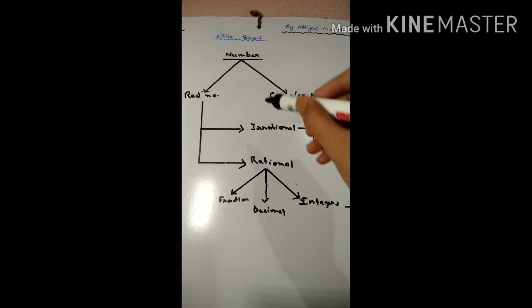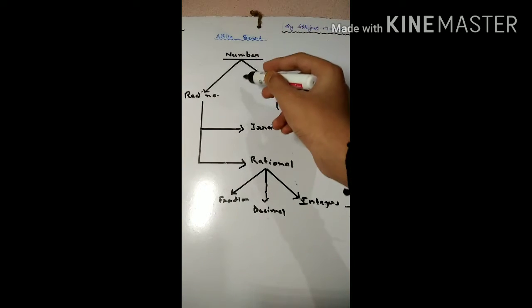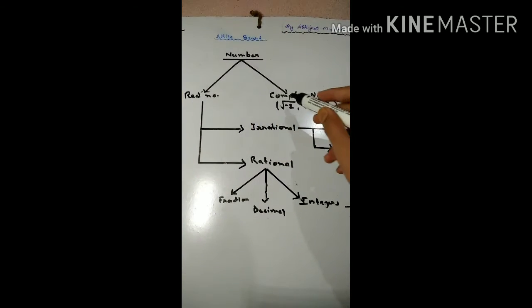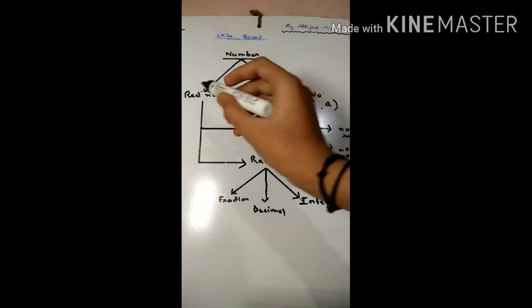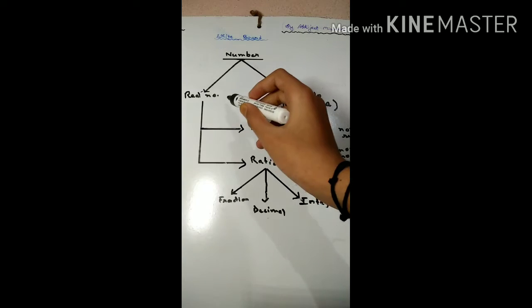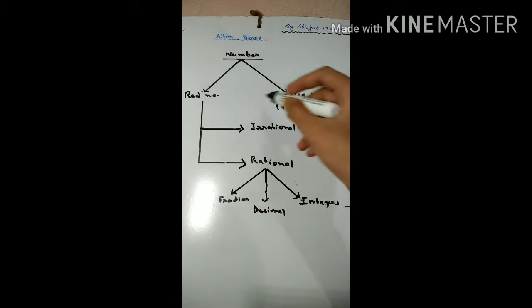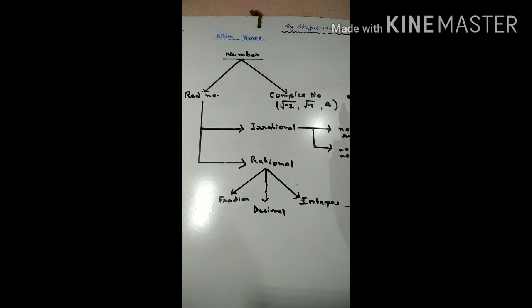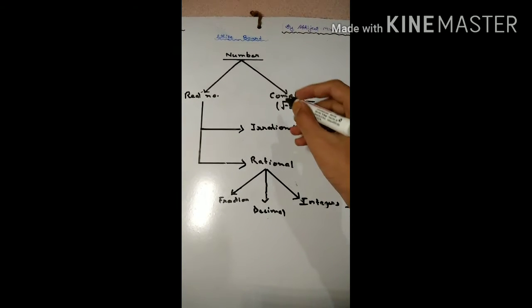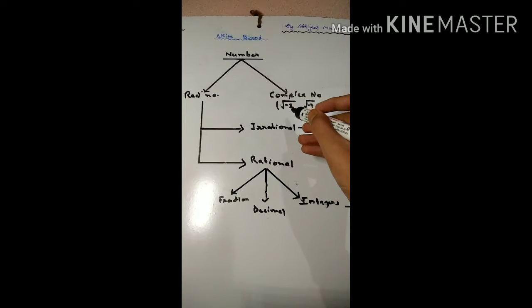We can see here that a number is divided into two parts, that is real number and complex number. It is also known as imaginary number. Real numbers we have to study till our class 10th, but complex number is a very complex topic. This we will study in class 11th and 12th. Only we have to see an intro for this. So first of all, let's have an intro for complex numbers.